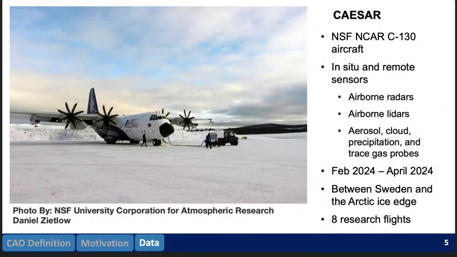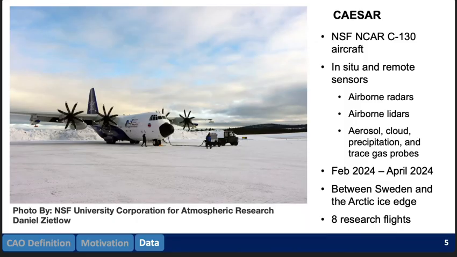CAESAR was proposed to examine the marine boundary cloud structures during the CAOs. We have the National Science Foundation and NCAR, the National Center for Atmospheric Research, and NCAR's C-130 aircraft. On this aircraft, we have lots of in-situ and remote sensors, including the airborne radars, lidars, and aerosol and cloud probes. CAESAR ran from the end of February to the beginning of April. During the whole field campaign, we have 8 research flights.